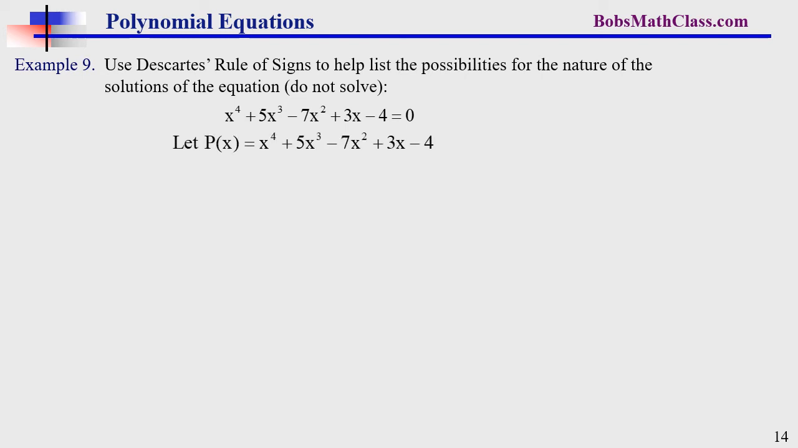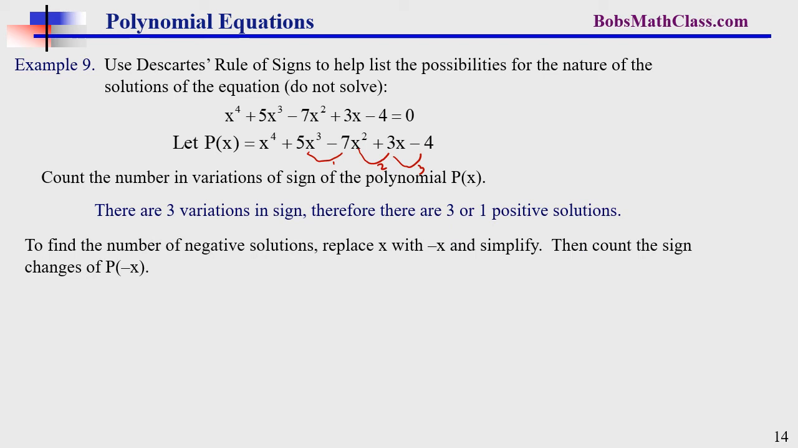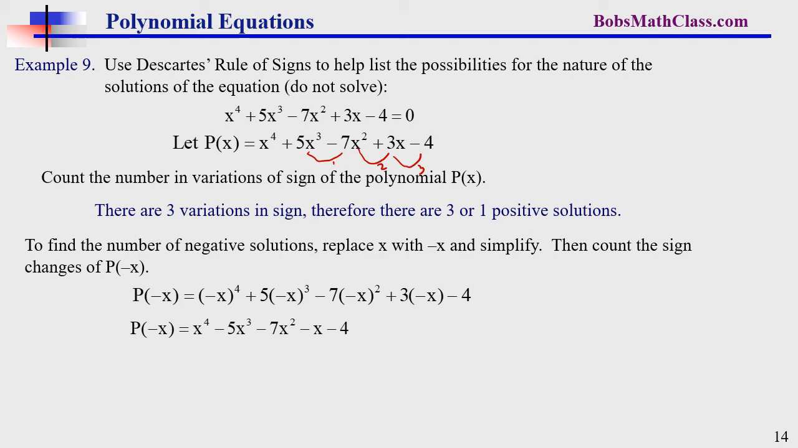All right, let's do another one. So let's do p of x. Let's count the sign changes. How many sign changes do you see? I see 1 right here between positive 5x cubed to negative 7. That's 1. And then it goes back to positive. That's 2. And then it goes to negative. That's 3. So there's 3 or 1 positive solutions. Okay, now let's do p of negative x. Work it out. How many sign changes do you get? Well, I only see 1 right there. Then everything after that's negative. So that means there's 1 negative solution.